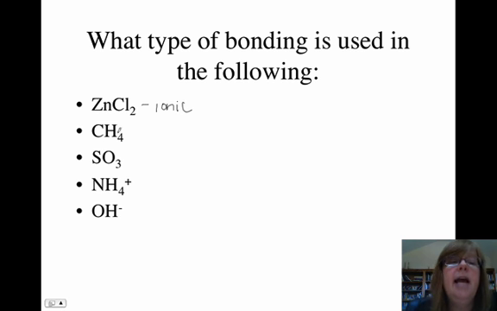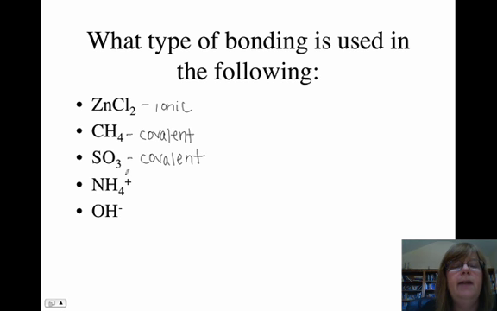CH4 is methane, and there's no metal there at all. It's all nonmetals, so the bonding that is used is covalent, so the electrons are shared. Sulfur trioxide, no metal there, so it uses covalent bonding.